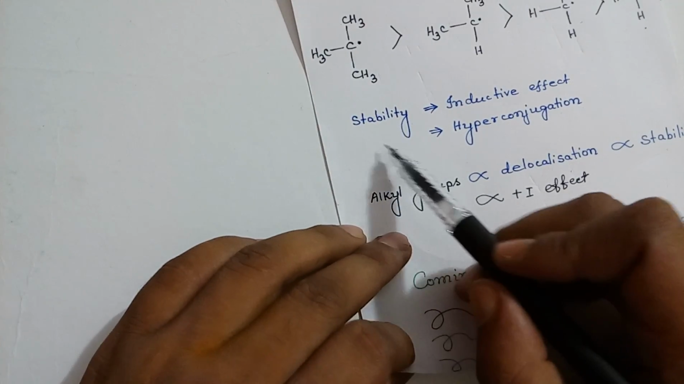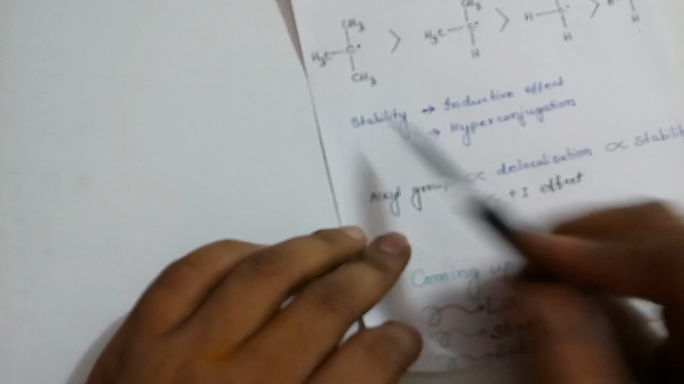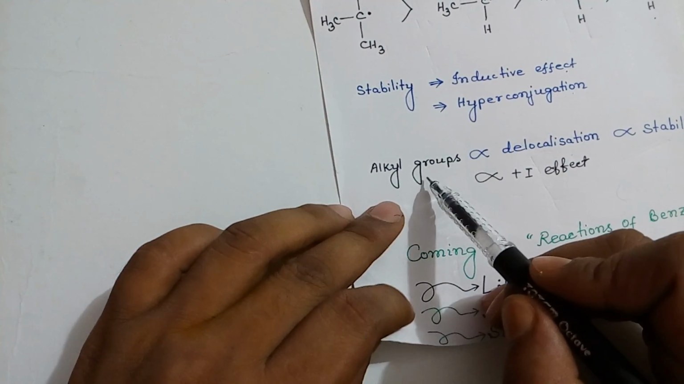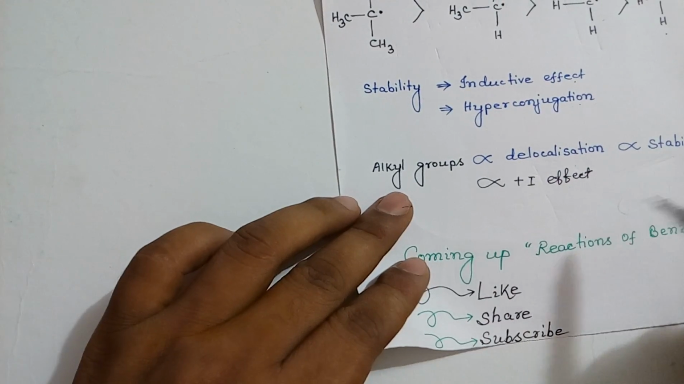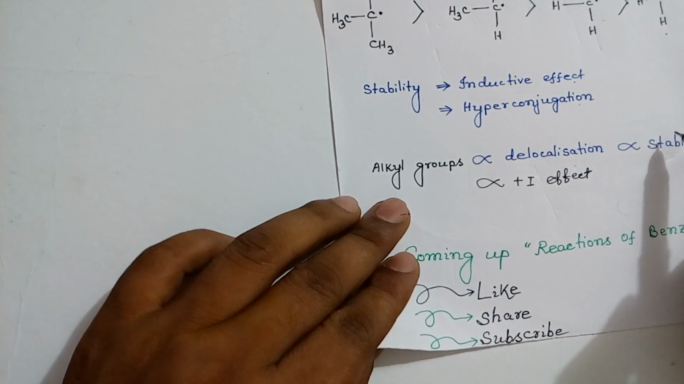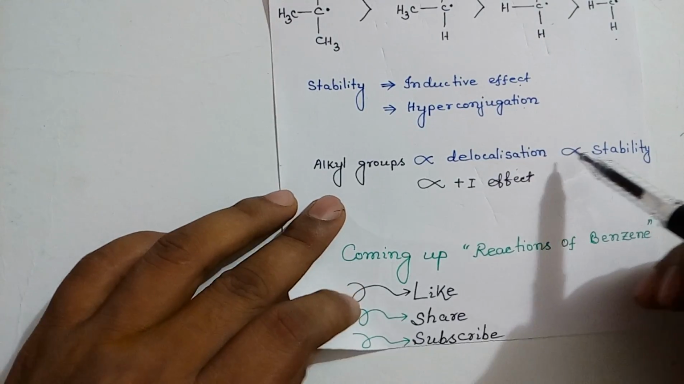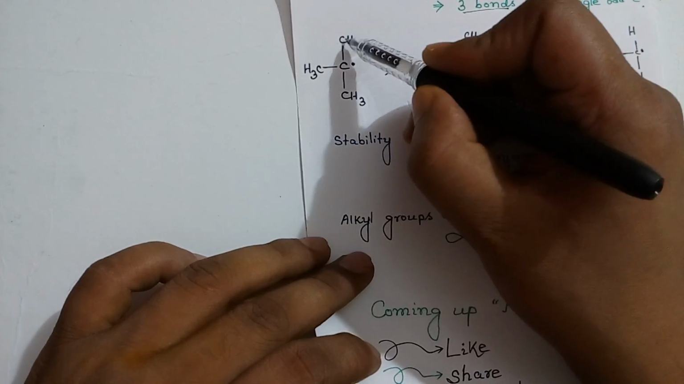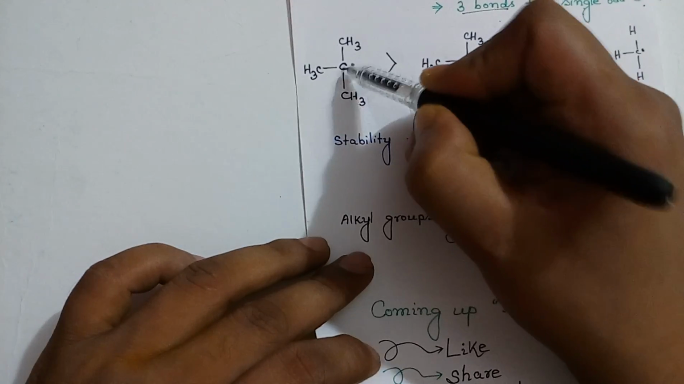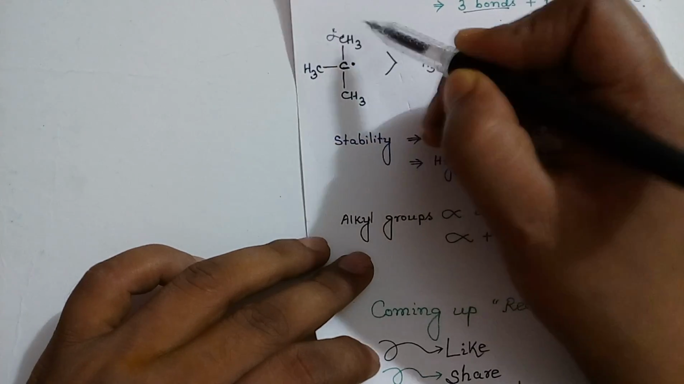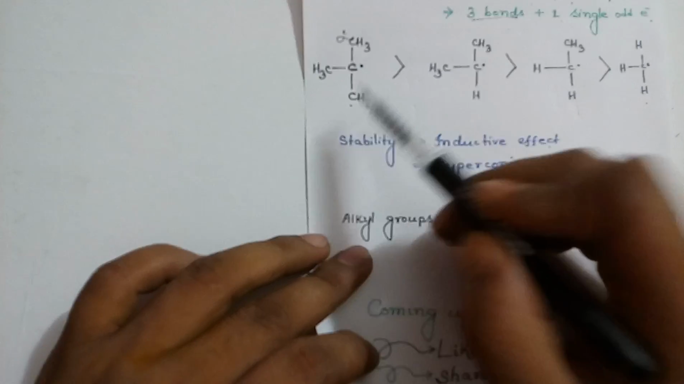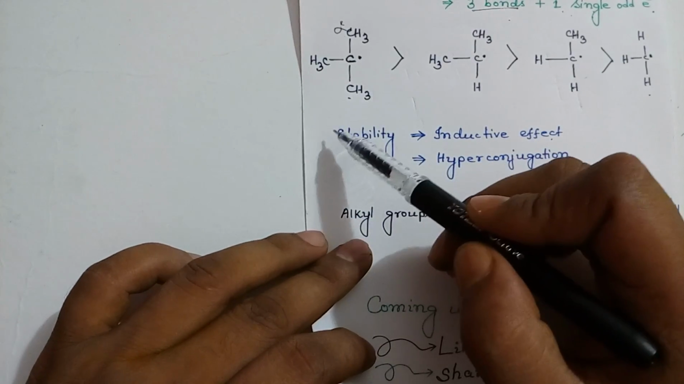So the stability of carbon free radicals can be explained using the inductive effect concept and hyperconjugation. The more the number of alkyl groups, the more the plus I effect, and hence the more the stability of the carbon free radical. And if we have more alpha hydrogens, here 9 alpha hydrogens, the more the number of alpha hydrogens, the more the hyperconjugation effect, and hence the more the stability.